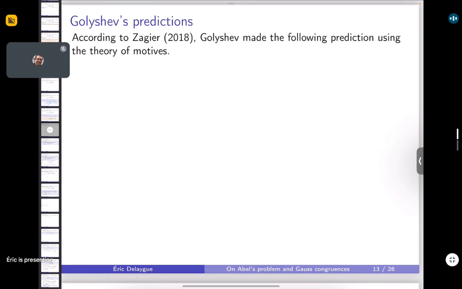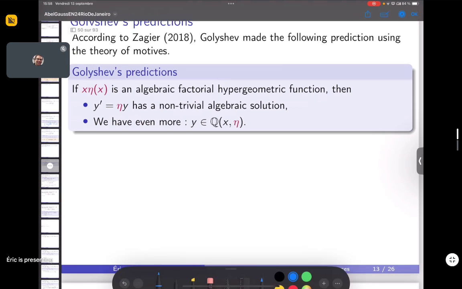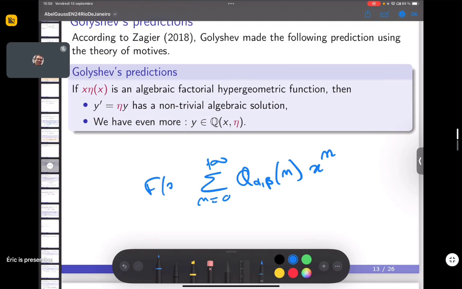So now we look at Golyshev's prediction. According to Zagier, who wrote an article in 2018, Golyshev made the following prediction, based on the theory of motives. If you start with a factorial hypergeometric function, which is also algebraic, let's say that the coefficients of the hypergeometric series are given by this sequence, okay? So as we see, this is regular at 0, okay?